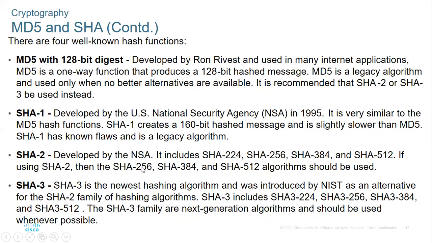With SHA-2, we have SHA-224. This deals with the number of bits: 256, 384, and 512. Then, of course, there is SHA-3. This is the newest hashing algorithm, which was introduced by NIST as an alternative to the SHA-2 family.